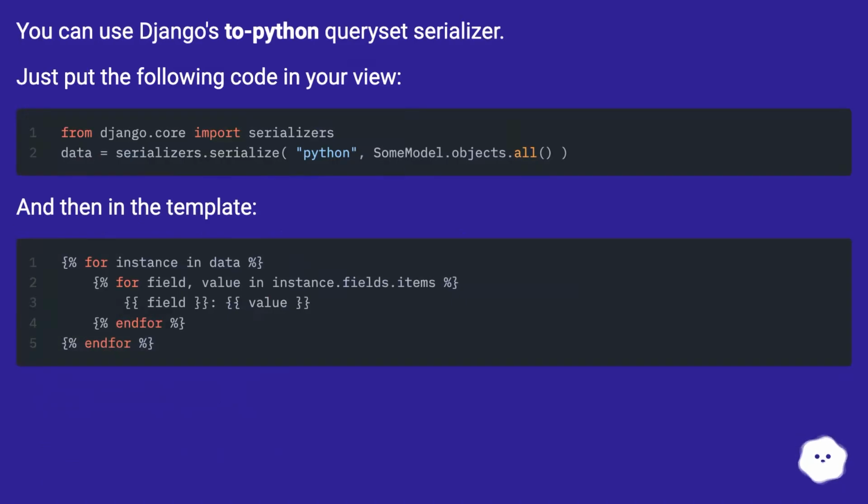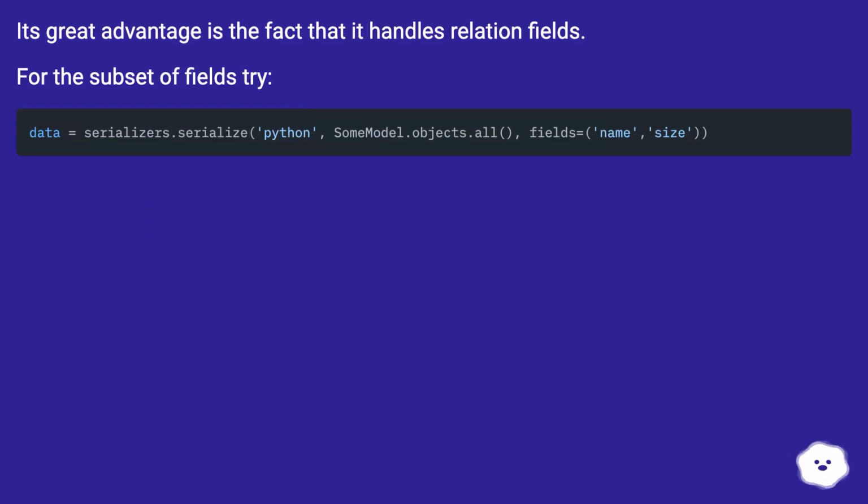you can use Django's to-Python queryset serializer. Just put the following code in your view. And then in the template. Its great advantage is the fact that it handles relation fields. For the subset of fields, try.